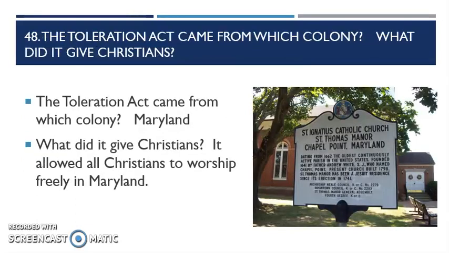So 48 is the Toleration Act came from which colony and what did it give the Christians? So the Toleration Act is going to be from Lord Baltimore, and he is going to set up the colony of Maryland as a proprietary colony. And what did it give Christians? If you are a Christian, whether you're Catholic or you're Protestant, you can come to Maryland and worship freely. They're not going to do anything. And they call it Maryland after Queen Mary, the Catholic Queen of England, who died, and then her sister, Queen Elizabeth, comes to the throne.